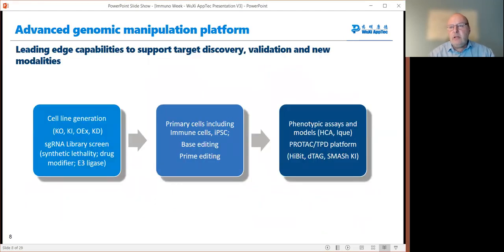To focus now on the gene manipulation platform, this encompasses bespoke cell line generation, including knock-in and knockout cell lines, sgRNA library screens for synthetic lethality, and drug modifier screens. We work with primary cells, including immune cells and stem cells. And we can use base editing and prime editing and build phenotypic assays, including high content analysis. And of course, we can support targeted protein degradation, including high-bit, DTAG, and SMASH platforms.